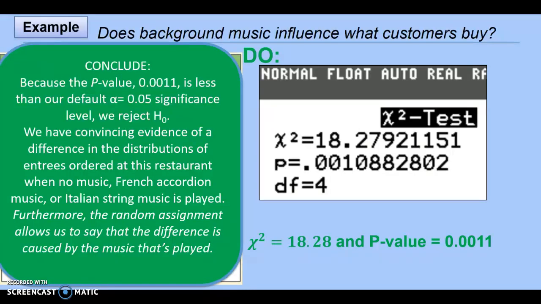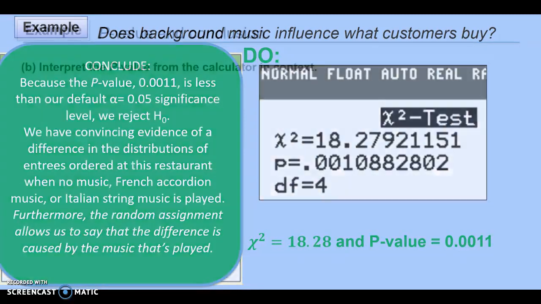So the random assignment allows us to say that the difference is caused by the music that is played, because since it was a random assignment, that means that what affected the choice of the food was the music that was playing in the background.